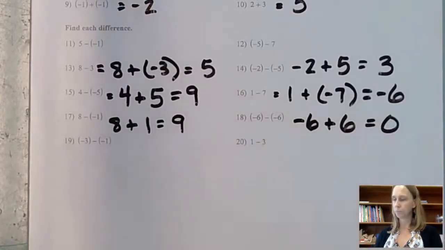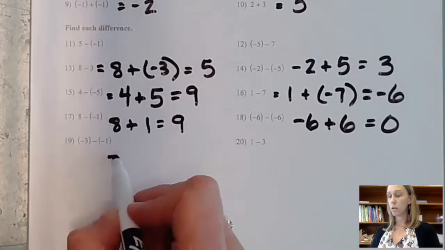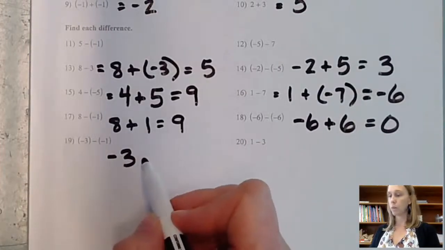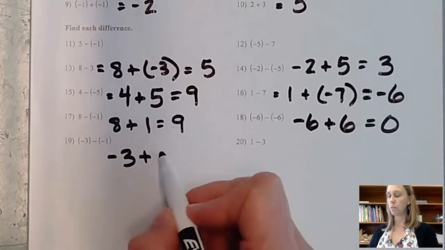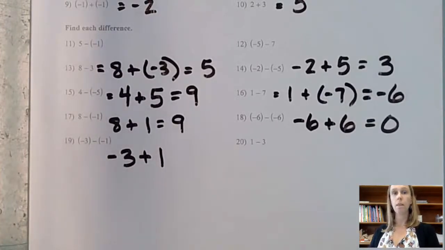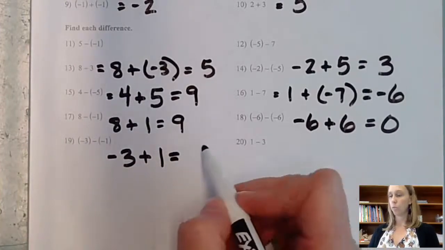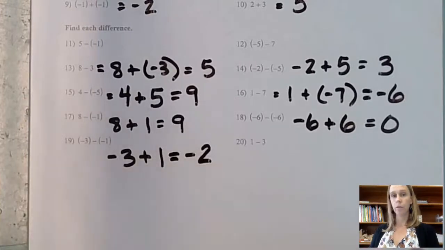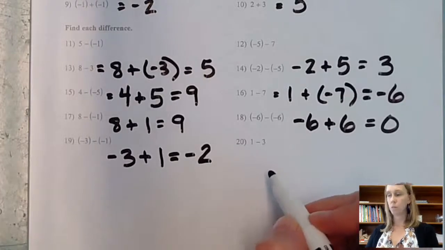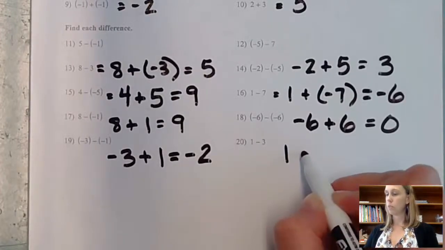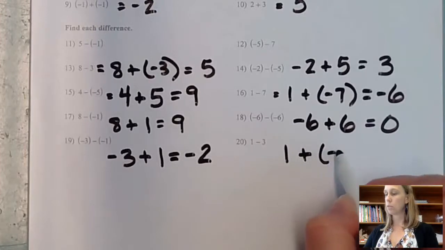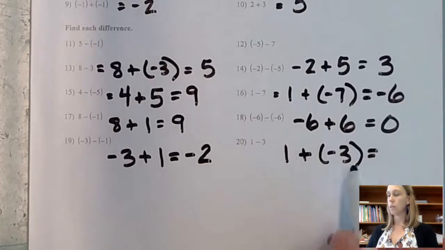Negative 3 minus negative 1, we're going to rewrite as negative 3 plus the opposite of negative 1, which is positive 1. Signs are different. Take the difference, and the answer will be negative 2. Negative because 3 is greater than 1, and 3 is negative. For the last one, I'm going to rewrite as 1 plus the opposite of 3, which is negative 3. Take the difference. 3 minus 1 is 2. 3 is greater. 3 is negative, so the answer is negative 2.